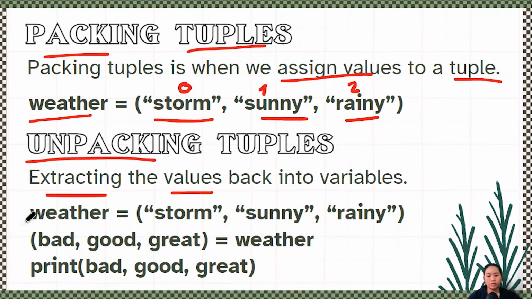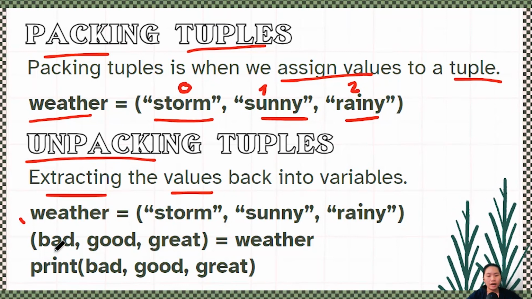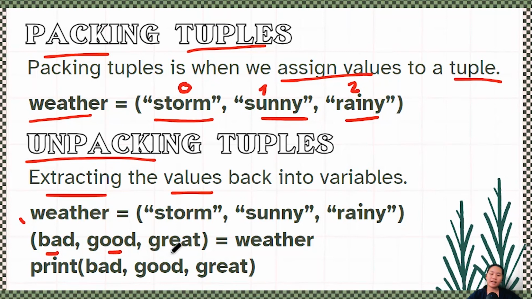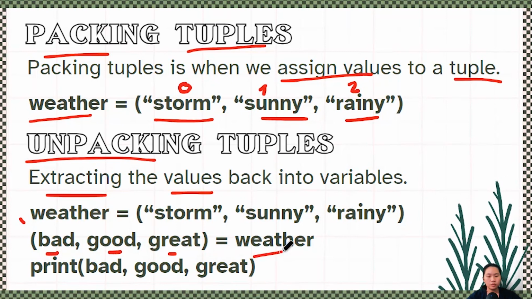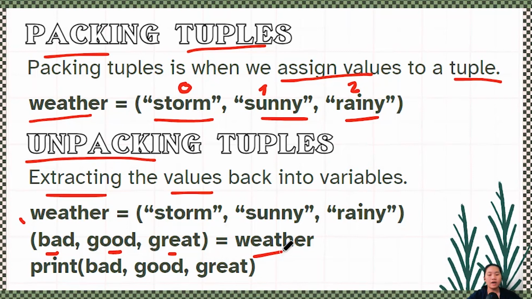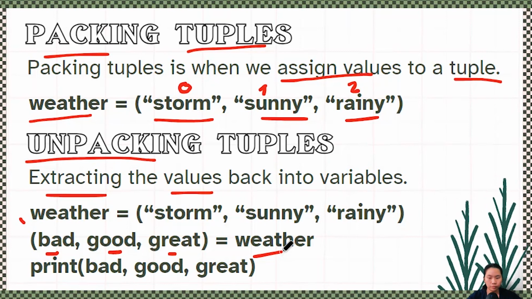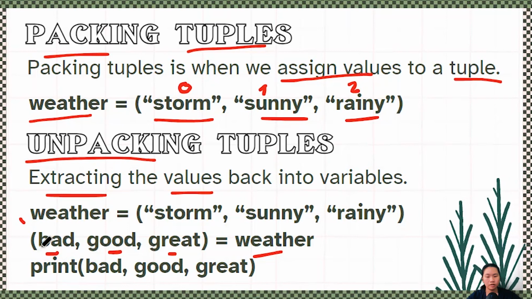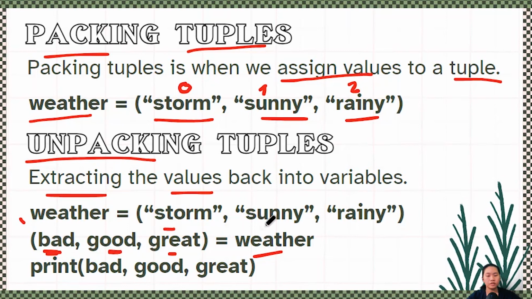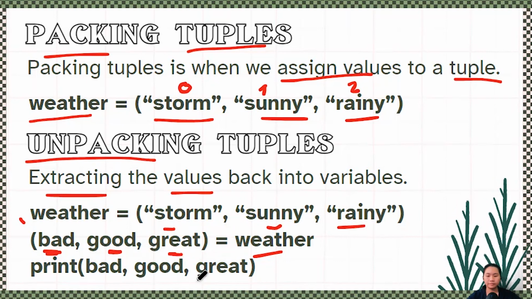Once again, I have our good old weather tuple. Now I have bad, good, and great variables. I assign them to the tuple weather, or more specifically, I assign them the values that are within the weather tuple. So now the bad variable has the value of storm, good has sunny, and great has rainy, okay?